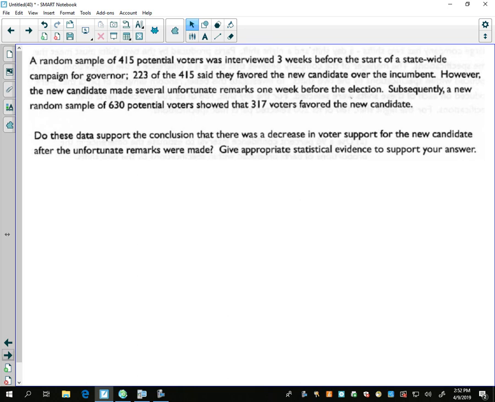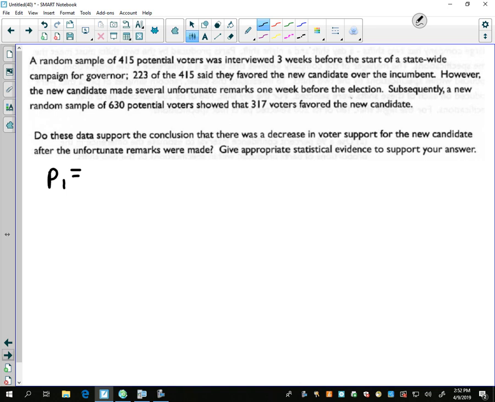So you're checking to see if the claim that there actually was a decrease in voter support is true. And then it says to give appropriate statistical evidence; when it says "show," that's the indication to you to do an inference test. Okay, so again, we're going to want to define what p hat 1 is.